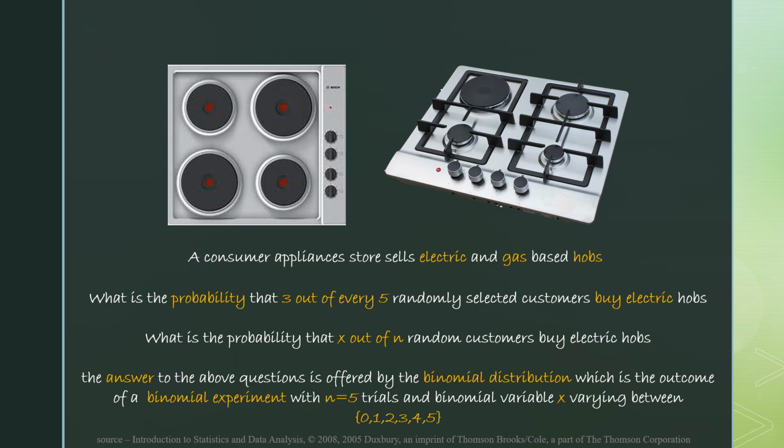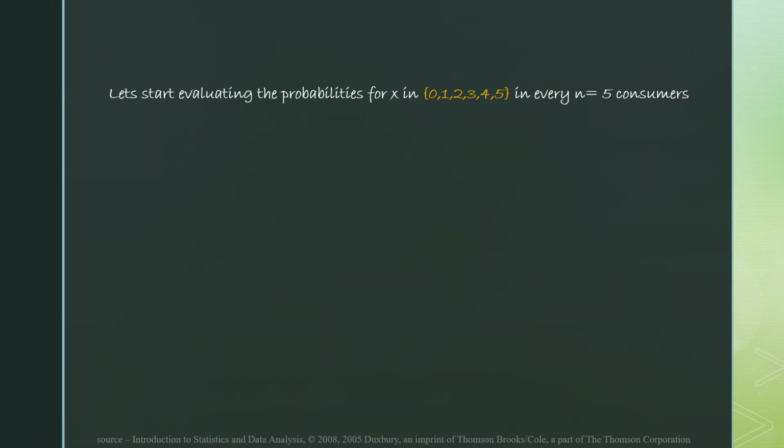The answer to the above questions is offered by the binomial distribution, which is the outcome of a binomial experiment with n equals 5 trials and binomial variable x varying between 0 and 5. Let's start evaluating the probabilities for x in the range 0 to 5 in every n equals 5 customers.